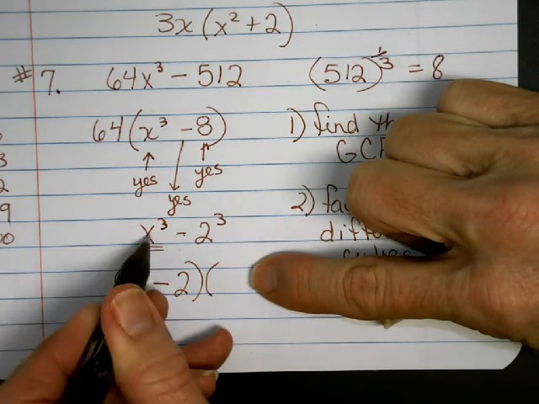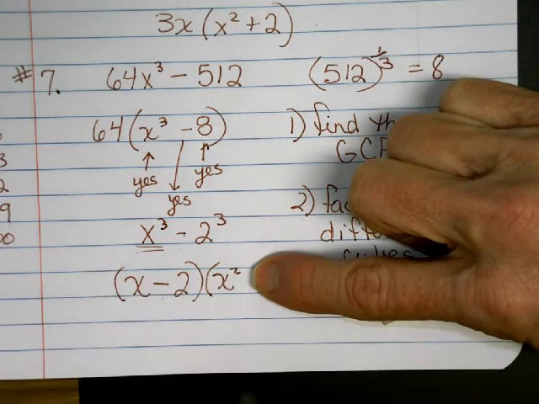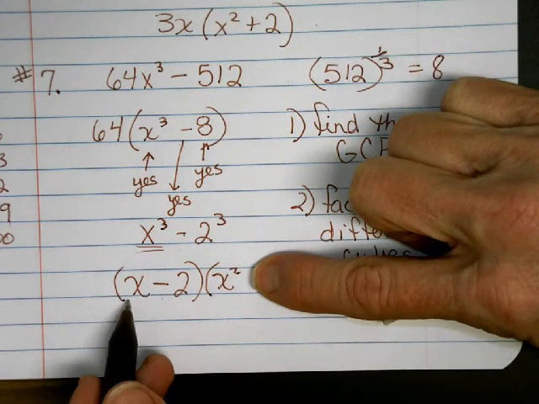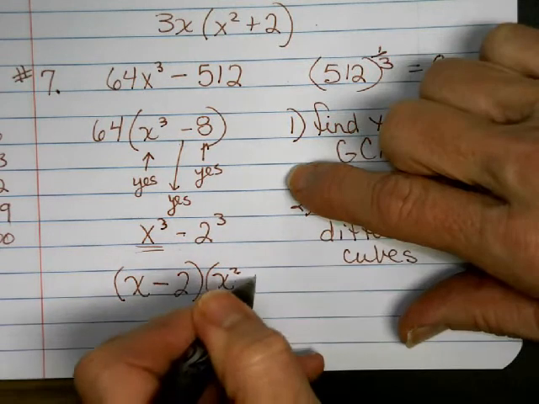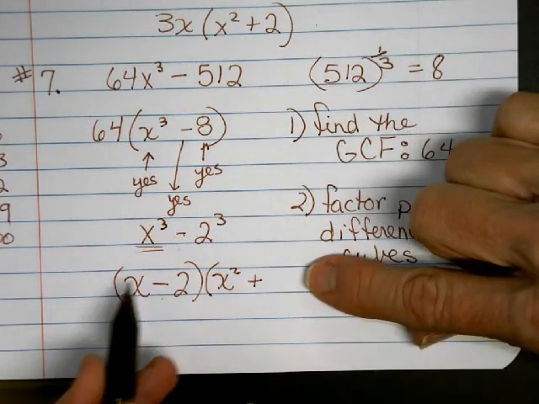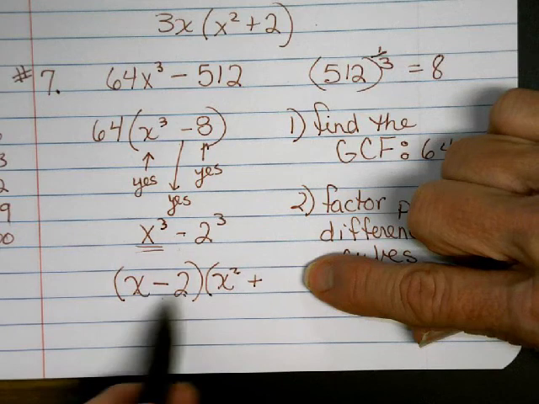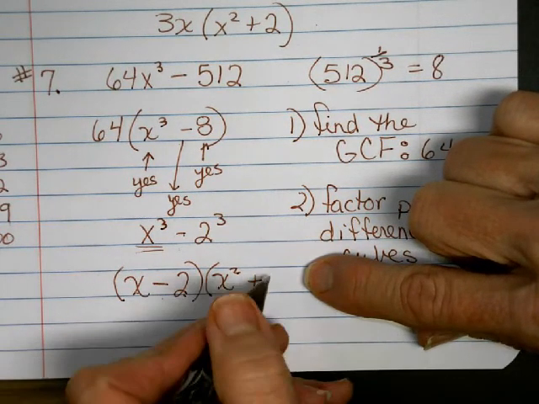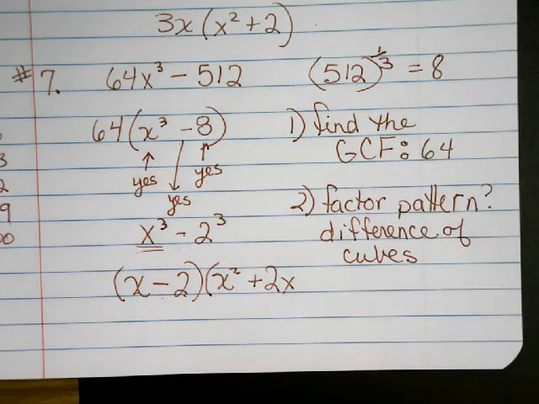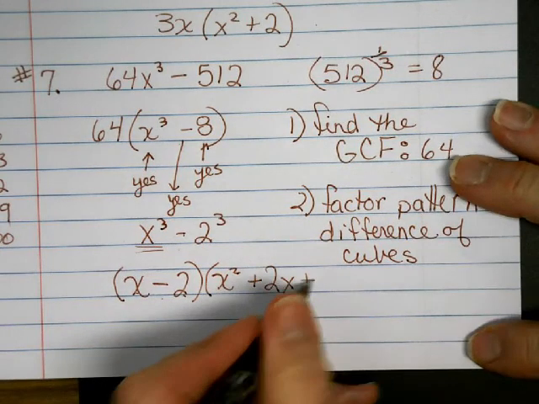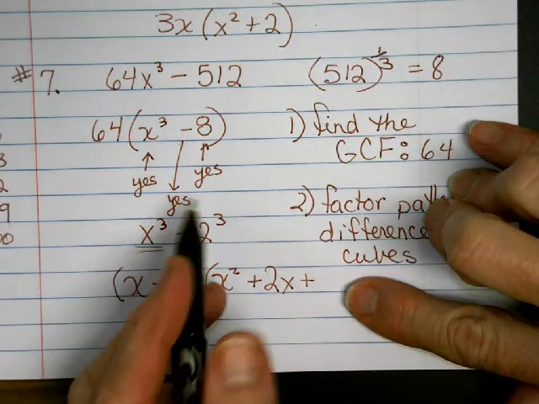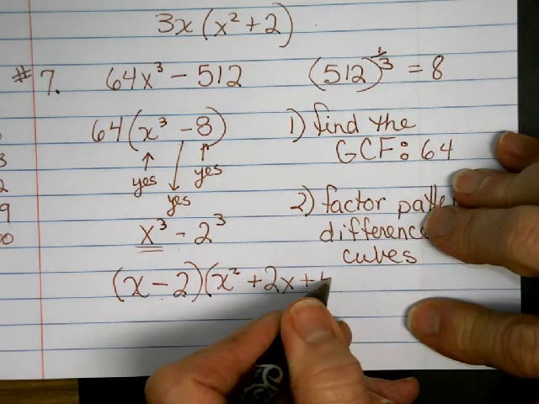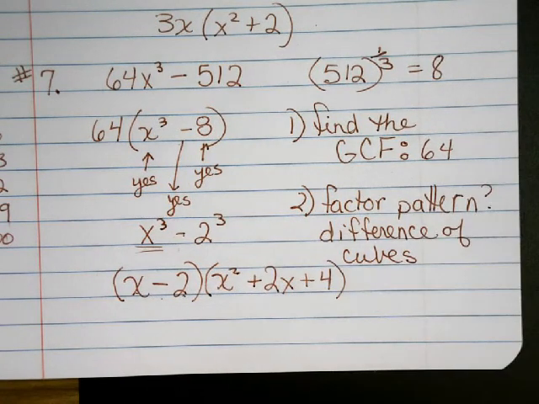Okay? So this first term has to be what times x is x cubed? X squared. So the first term is the cube root squared. Plus the second term is the first term times the second term of your cube roots, but you don't double it. And the sign doesn't come with the 2. And the last term has to be 2 times what is 2 cubed? That'd be 2 squared, which is 4.